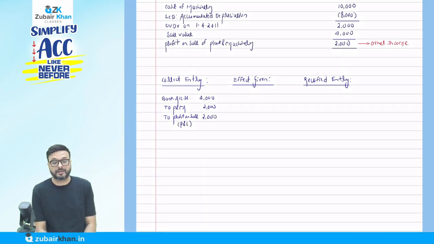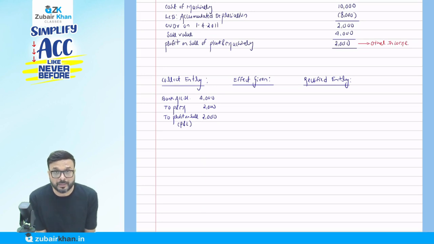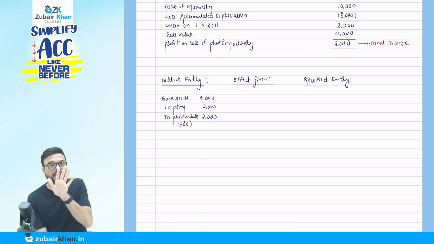Now please understand this. They say the bank account should be debited by how much? 4,000. So we debit the bank account by 4,000. We credit the plant and machinery by 2,000. And then we credit profit on sale, because we sell it at 4,000, but what is the WDV of that? It was 2,000. And how much is the profit we have? The 2,000. This is the correct entry they should pass.